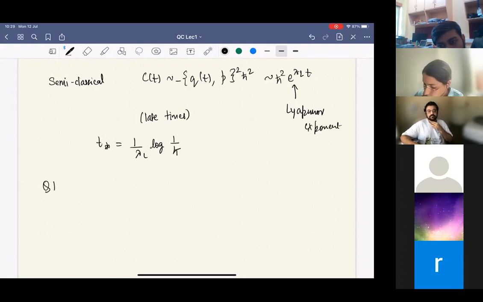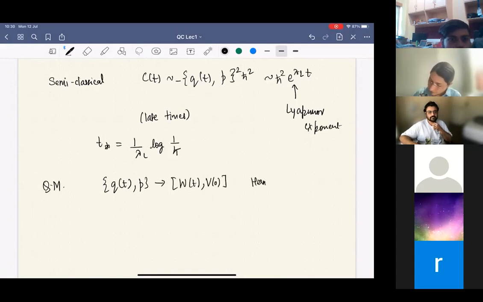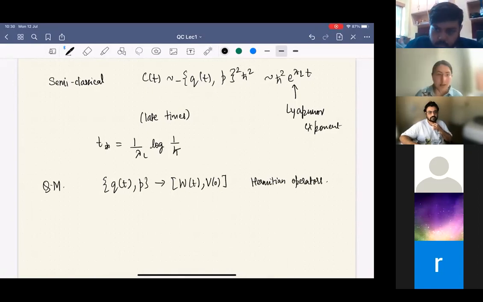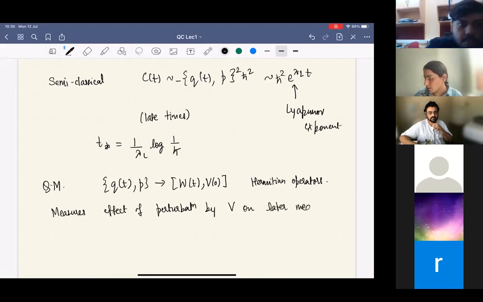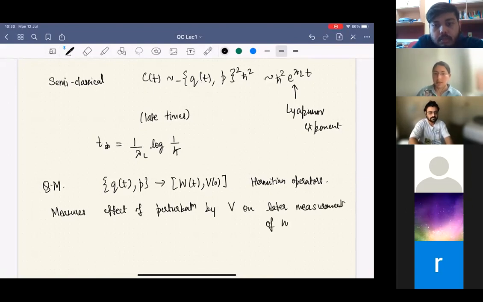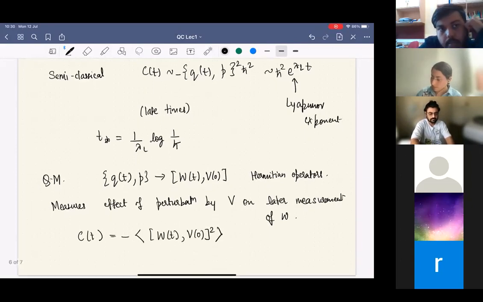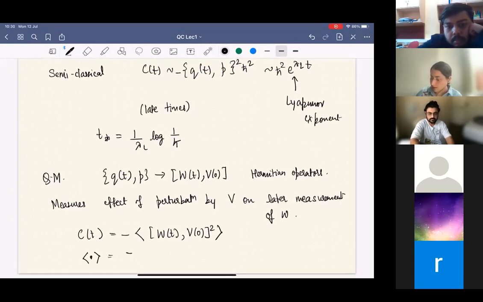Now in quantum mechanics, this Poisson bracket is promoted to a commutator of Hermitian operators. And this commutator measures the effect of perturbation by V on later measurements of the W operator. And again, the diagnostic of chaos, C(t), is the thermal expectation value of this commutator squared, where by thermal expectation value, I mean this.